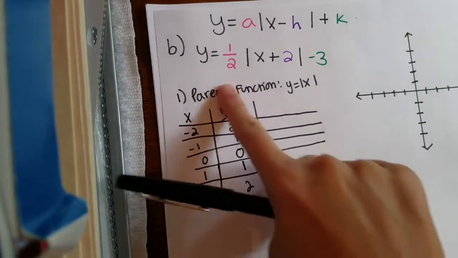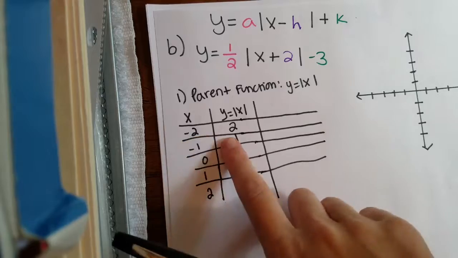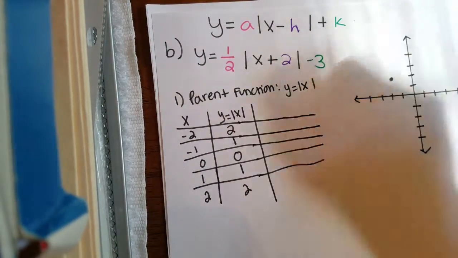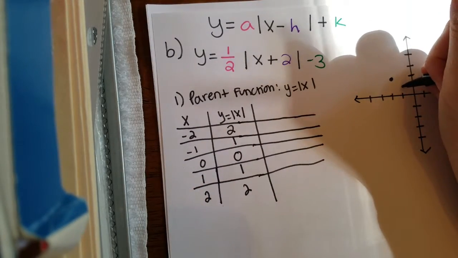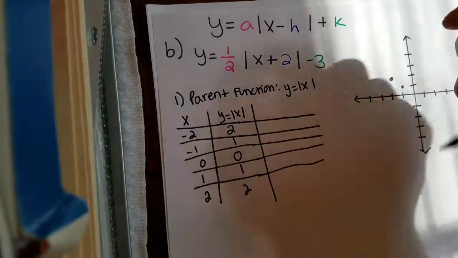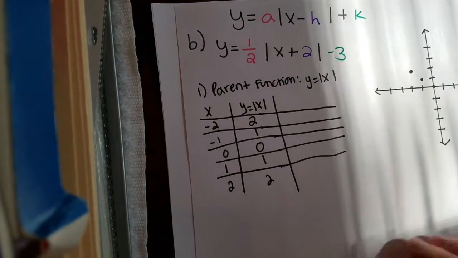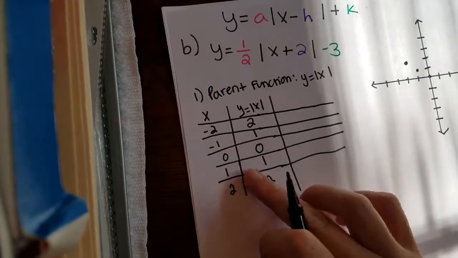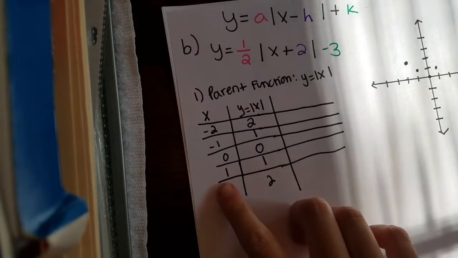So first we start by graphing all these x's with all these y's. So my first point is at -2, 2. My next point is at -1, 1. My next point is at 0, 0. And then my next point is at 1, 1. And my next point is at 2, 2.